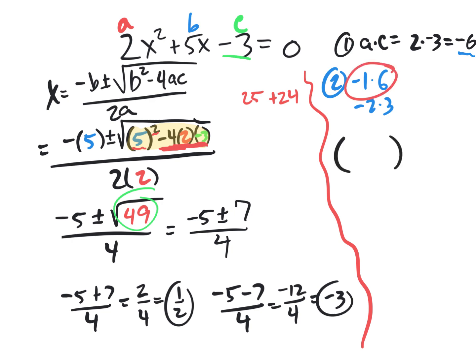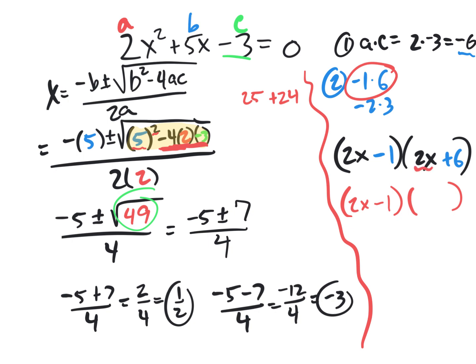Step 3 would be to write your binomials, ax, ax. In this case, a is 2, so 2x and 2x. And you take that pair of numbers from step 2 and plug it in, a -1 and a +6. And the final step is to divide by whatever you possibly can. The first binomial, you can't divide by anything, so we're just going to leave it. The second binomial, you could divide by 2. If you divide 2x by 2, that'll give you a 1x. If you divide 6 by 2, that'll give you a 3.